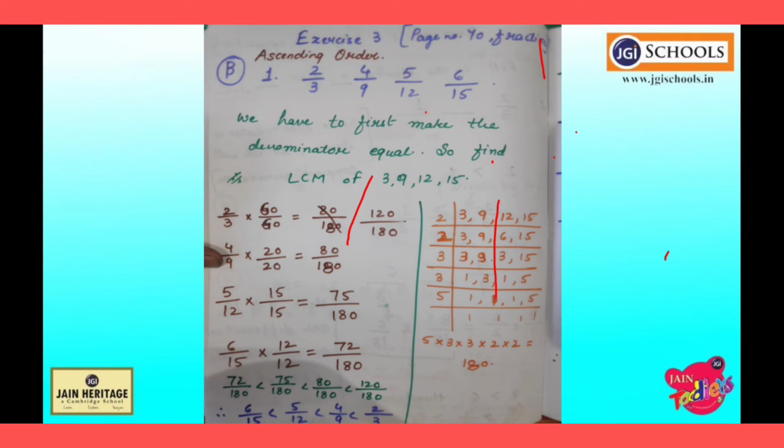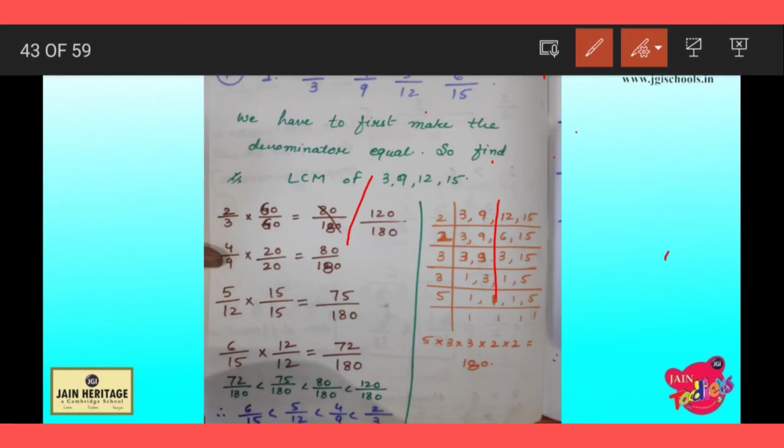Now pay attention here. How will you make the denominators equal? You have to take the LCM of 3, 9, 12 and 15. Can you see this? 3, 9, 12 and 15. First you have to divide by 1. Even if you divide by 1, 3, 9, 12 and 15 will be as they are. Now what will we take next after 1? 2. Yes, 2 is there after 1.